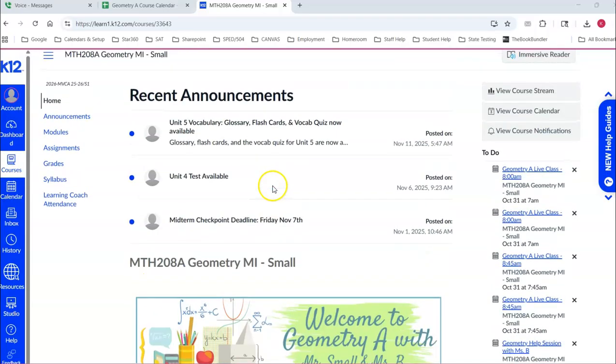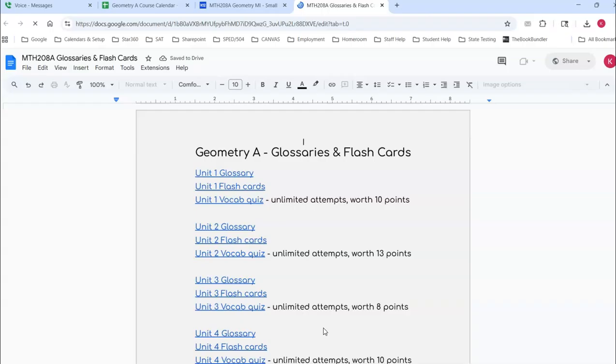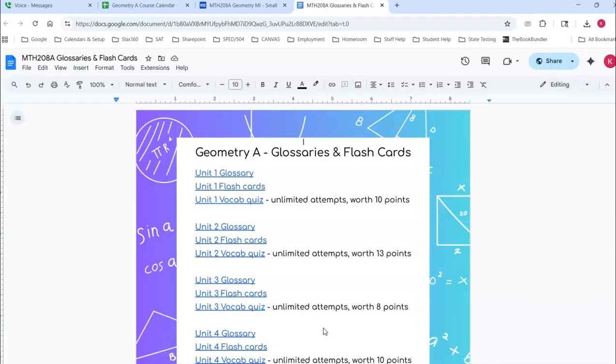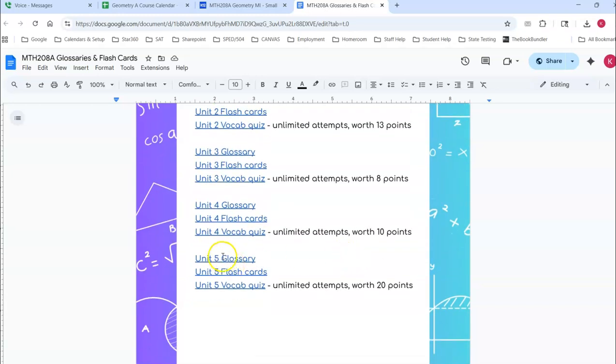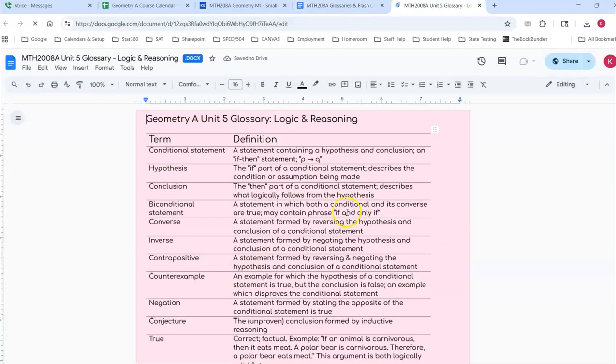So if you go to the home page and you scroll all the way to the bottom, this button here will take you to a list that is the same for the whole semester. It's got all of the units right on it. So we're in Unit 5 right now. So first we've got a glossary for each unit. And this is just like a dictionary of all of the major terms, theorems, etc.